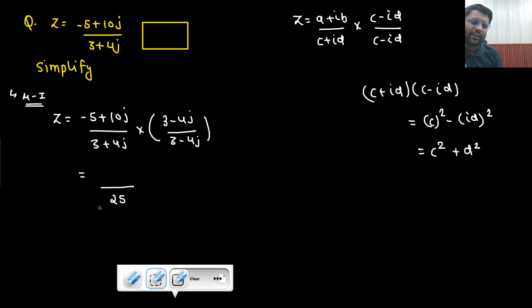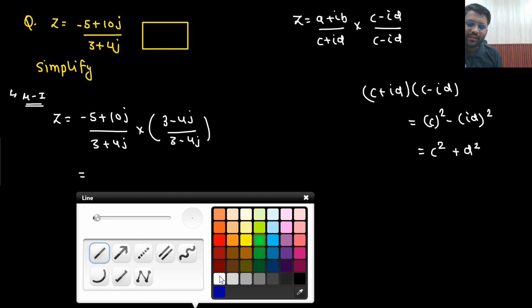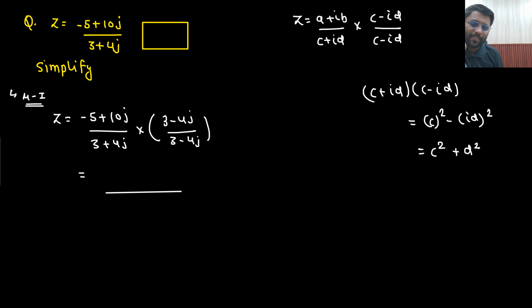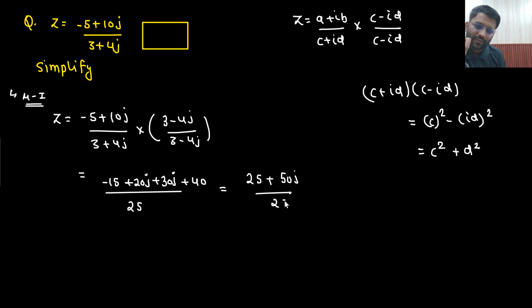So downward what are you getting? You are getting 25. So in the denominator you are getting 25. In the numerator what will you get? Minus 5 into 3, minus 15, plus 20j, plus 30j, and here you will get minus 40 j square, and j square will be minus 1, so it will become plus 40. Right? So 25 plus 50j divided by 25. That would be 1 plus 2j. So this is the answer, 1 plus 2j.